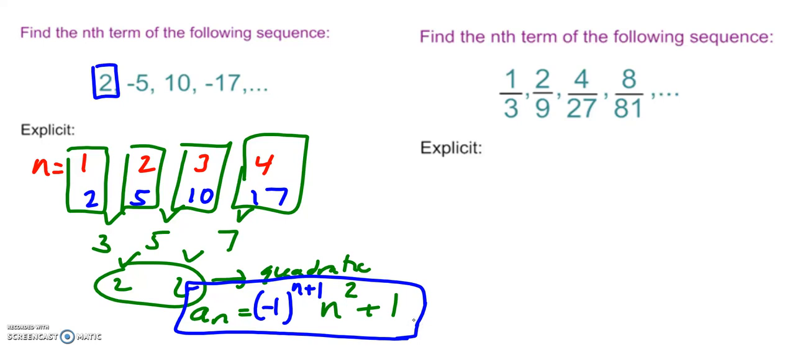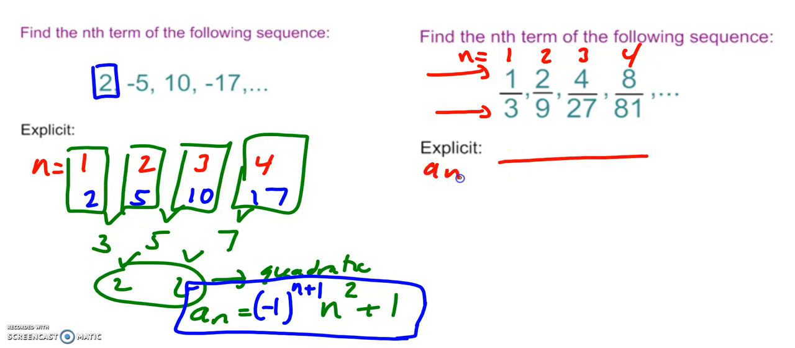Last but not least, as soon as I see a fraction, I would suggest thinking about the denominator and the numerator separately. And above that, again, I'm going to write n equals 1, 2, 3, 4, just to help myself see something. Now, a sub n equals, I'm going to think about the denominator first, because when I look at the denominator, I notice that I have 3, 9, 27, 81. To me, that seems like 3 to the first, 3 to the second, 3 to the third, and 3 to the fourth. And I happen to be on the first.